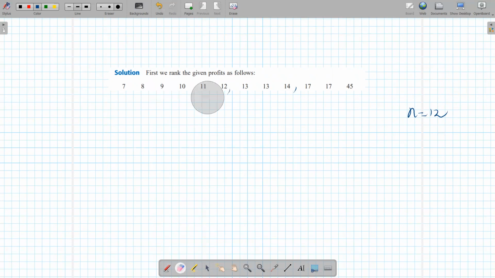We're going to cut this in half. 12 means there's going to be 6 numbers to the left and 6 numbers to the right there. What's our median here? 12.5. Yeah, 12.5.